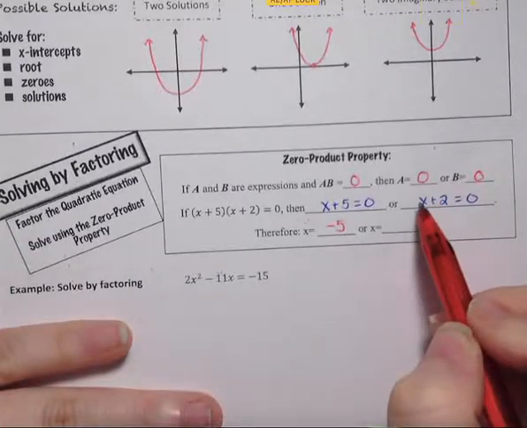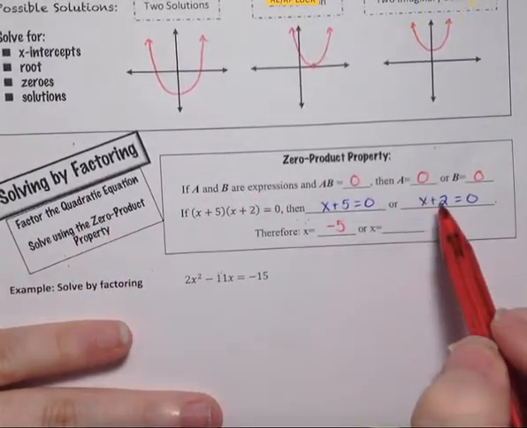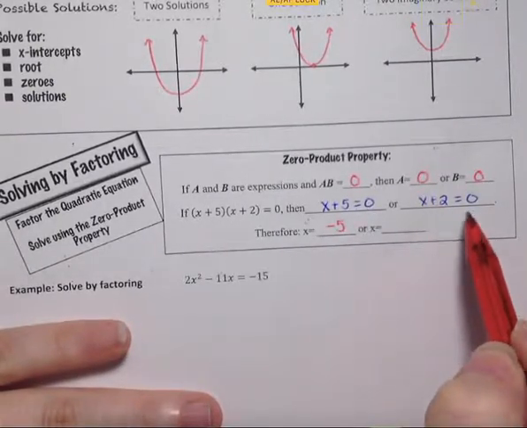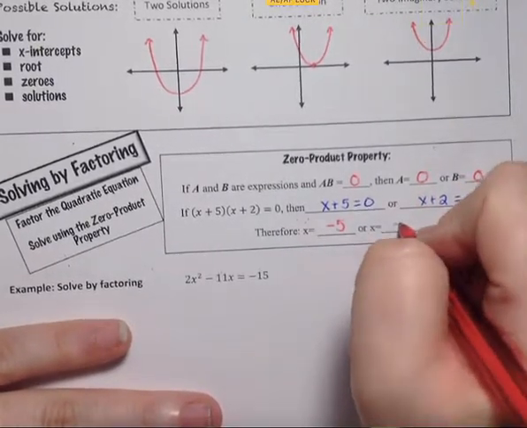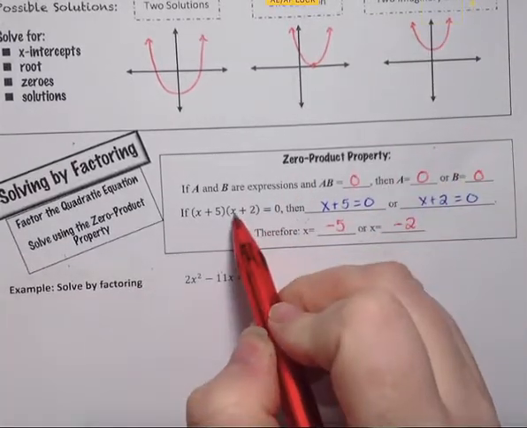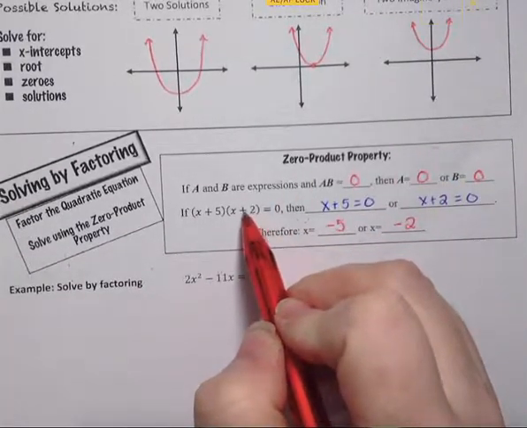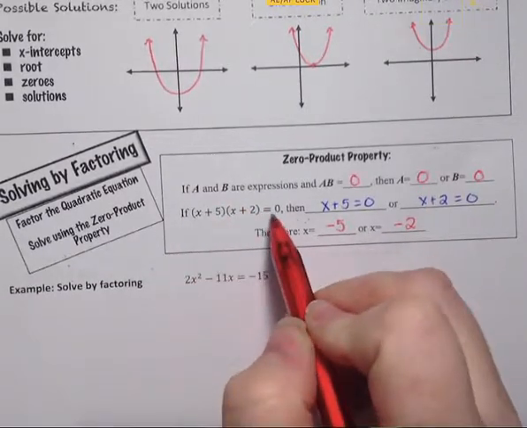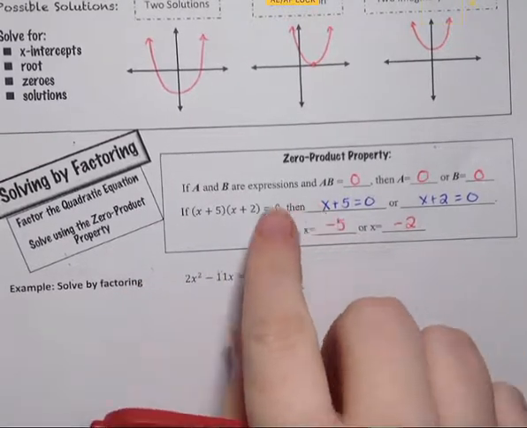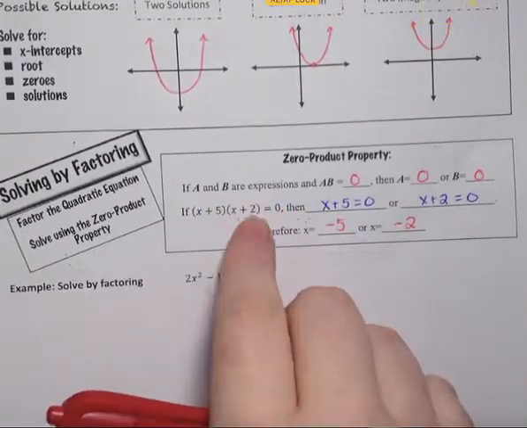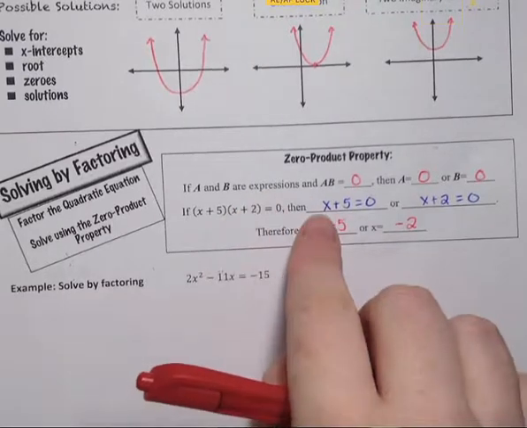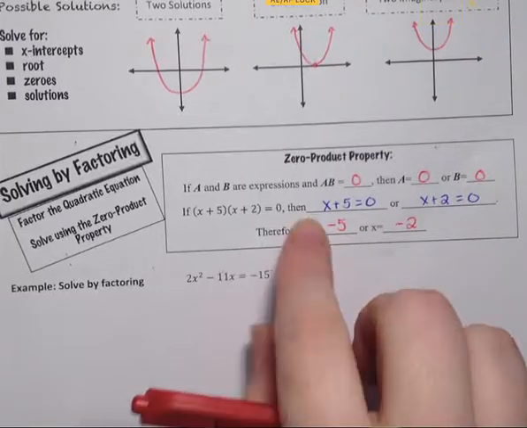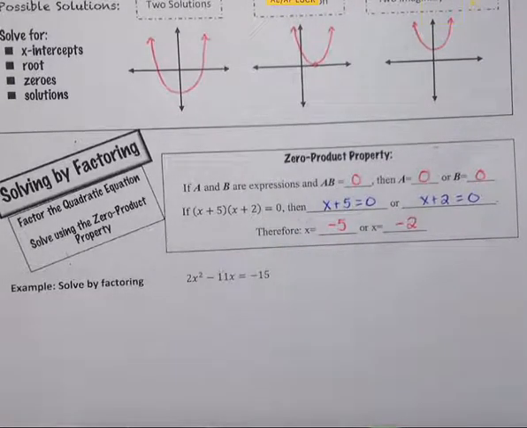If we use the zero product property, we're going to solve this so we can figure out what will make this 0. If we subtract the 2, we'll get x equals negative 2. So if we plug it in, negative 2 plus 2 gives us 0. So no matter what, this 0 times whatever is left will end up being 0. So what we do is we take the expressions that have variables in them and we set them equal to 0, and we solve for the variable. This is how we do the zero product property.